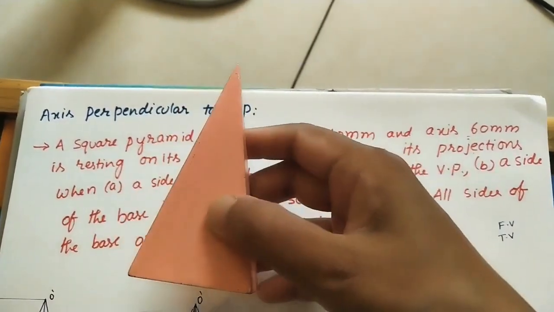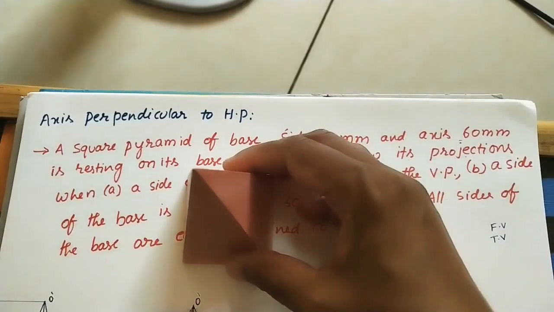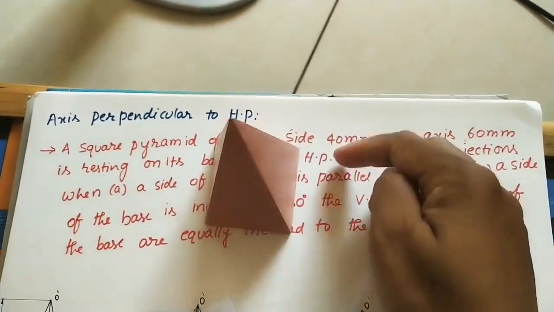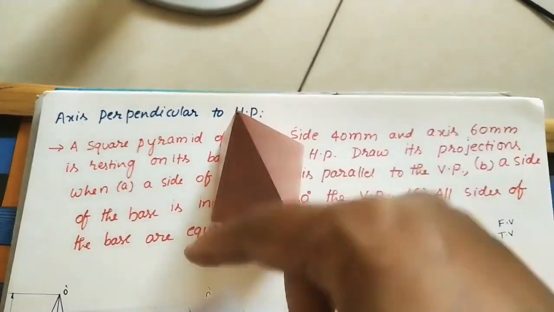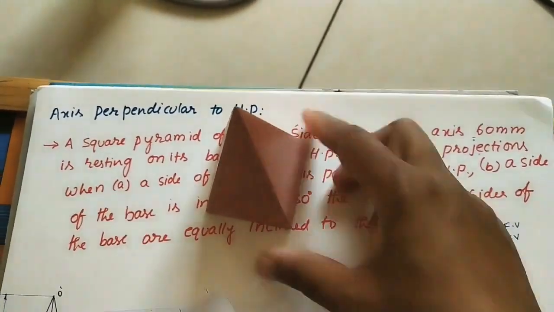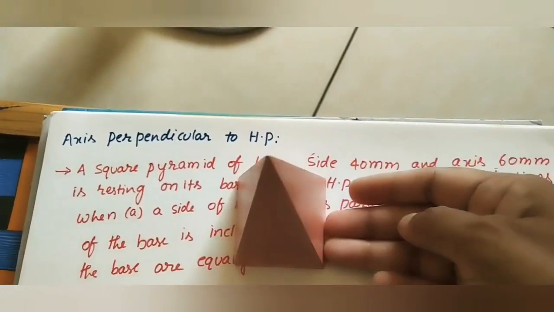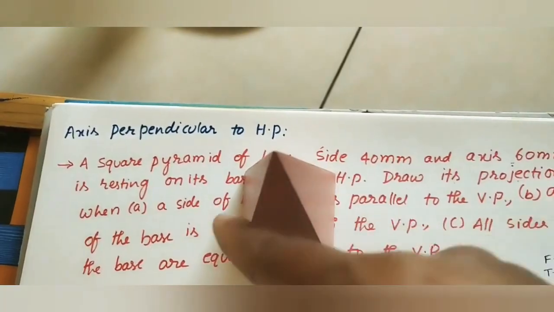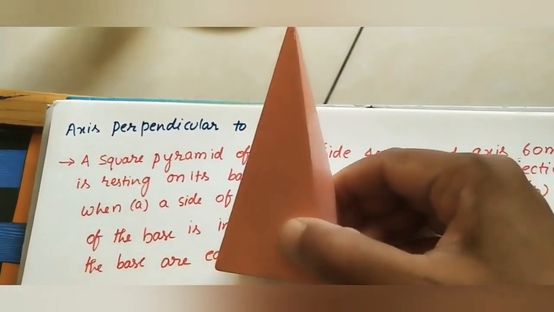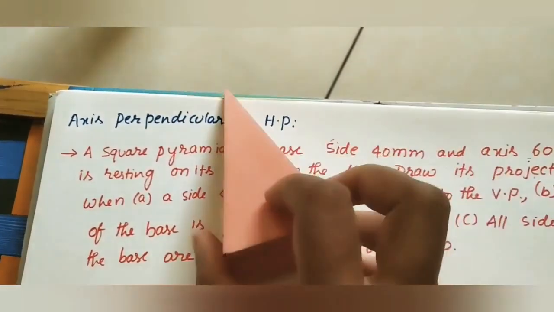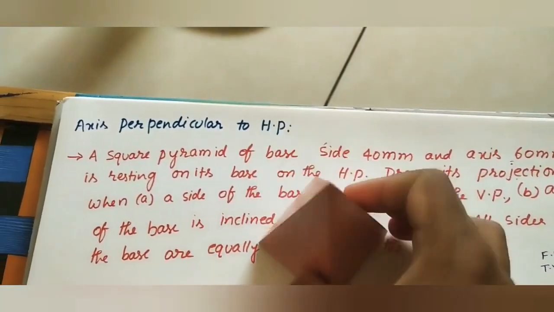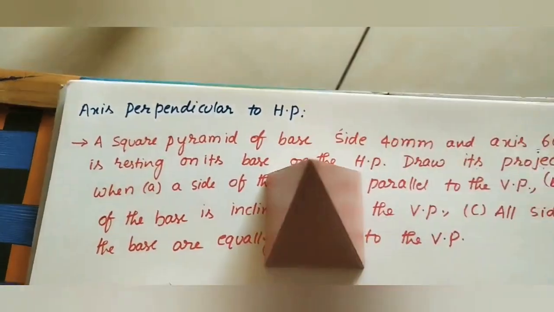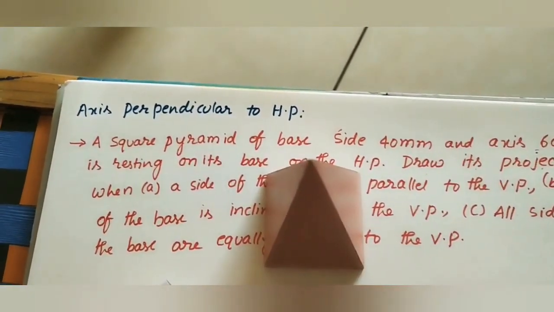The axis, meaning the height of this pyramid, is 6 centimeters. For this square pyramid, the base is one square, and the apex is connected with slant edges like this. These faces look like triangular faces, and the square base and apex are connected with the triangular faces. How many triangular faces are there? 4 triangular faces: 1, 2, 3, 4. Now this is the given pyramid. For this we need to do the top view and the front view of the pyramid. Projections we have to do.